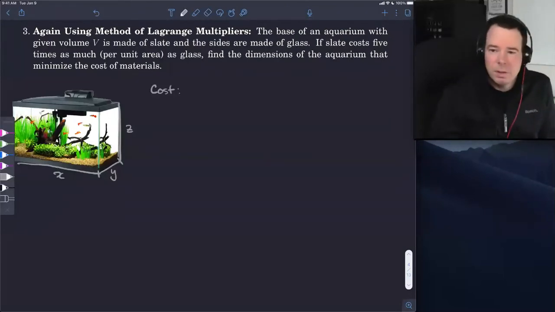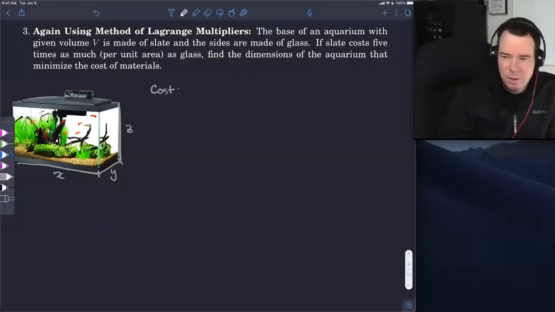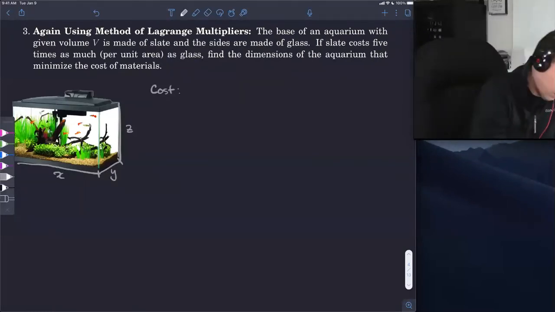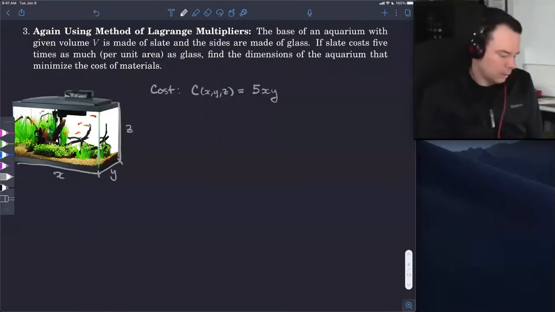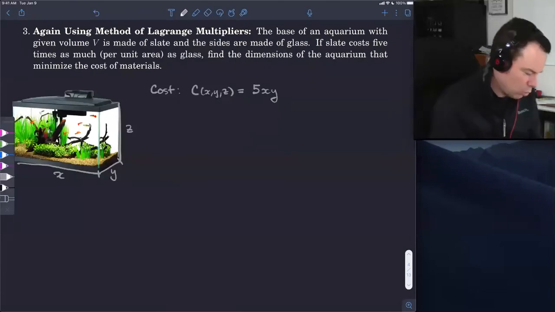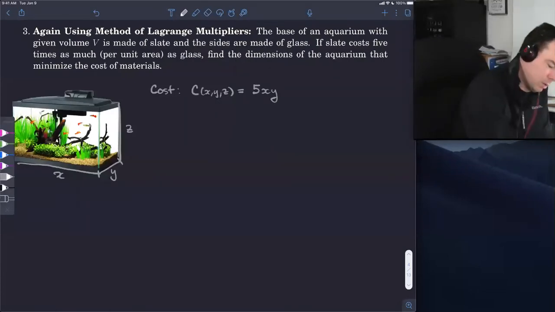And what is going to be our cost? So we're only interested in the base of the aquarium and the sides, not the top. So our cost is going to depend on x, y, and z. The base is 5 times as much as the glass. So our base is going to be 5 times its area. Let's say that cost is whatever the cost is per unit area. So this would be 5 times the unit area of the bottom.